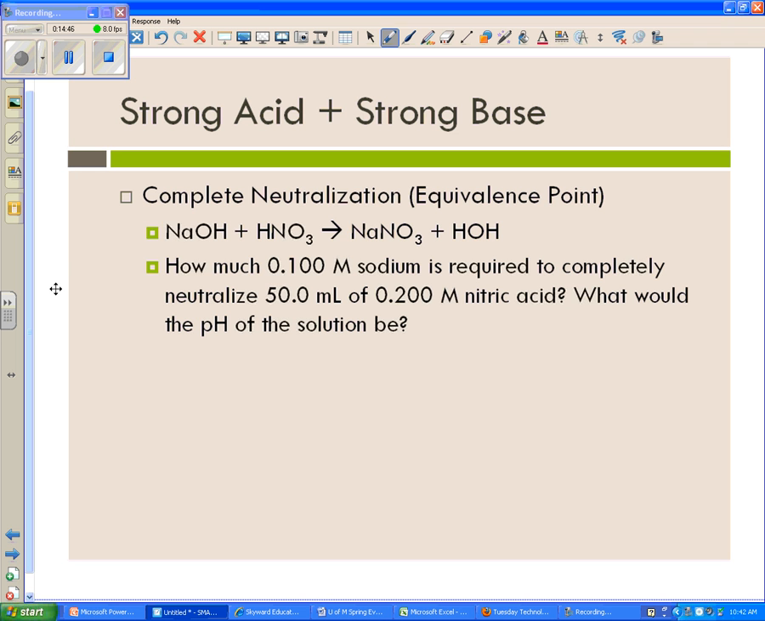The question says, how many moles of 0.100 molar sodium hydroxide, excuse me, is required to completely neutralize 50 milliliters of 0.200 molar nitric acid, and what would the pH of the solution be?